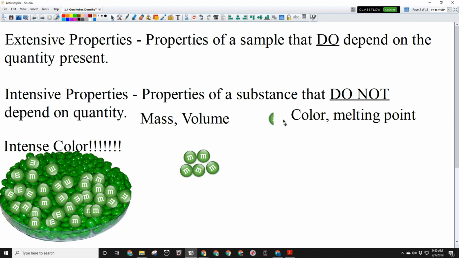All right, so let's talk about examples of intensive property. So let's say I take an M&M out. What color is this M&M? It's green. All right, so let's take another M&M out.